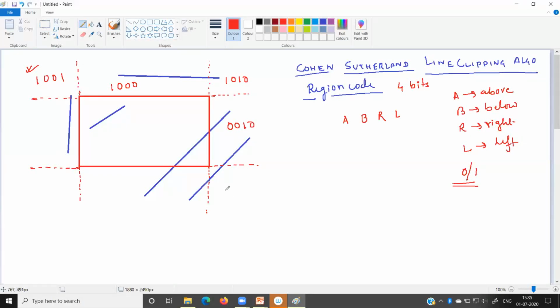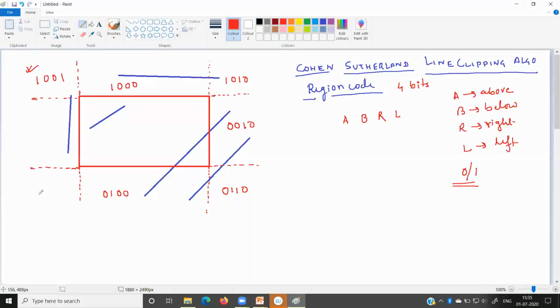Consider this one. This is below right. So if it is below right, that means the A bit will be 0, the B and R bits will be 1, and the L bit will be 0. Again, for this particular section, it is only below. So A is 0, the below bit will be 1, left and right both will be 0.